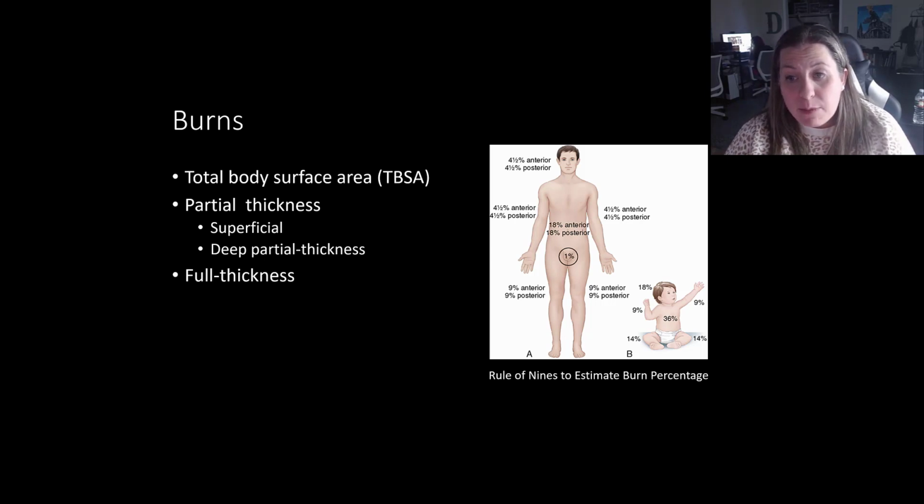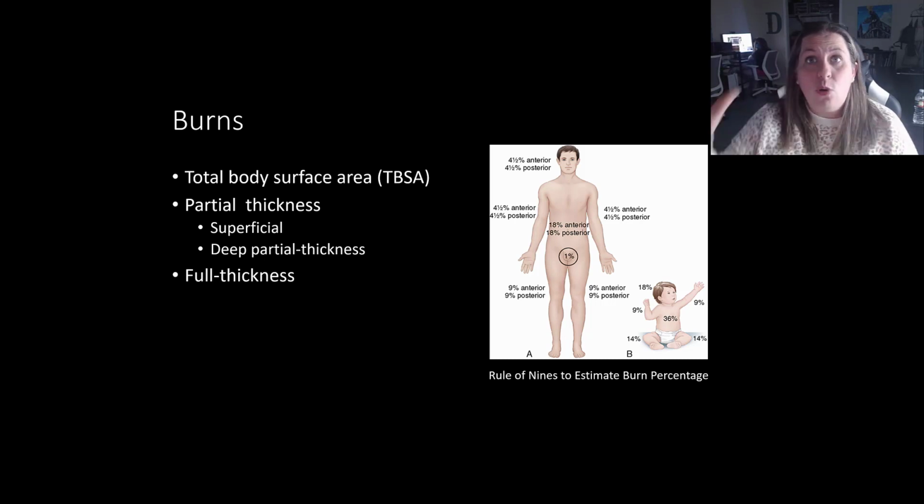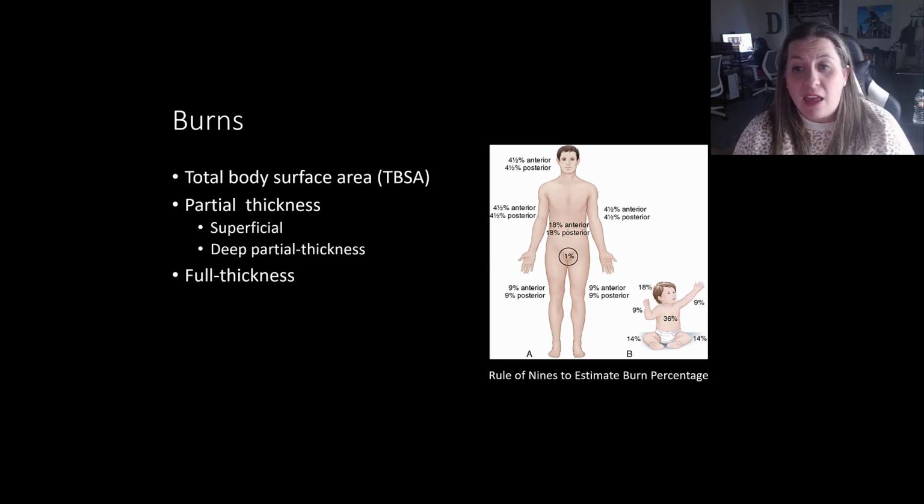Now, when this happens, there is going to be a different magnitude of the injury based on a couple of things. How deep did the burn go into the damaged tissue? And what's the extent of the total body surface area? This is known as the TBSA that was burned. Burn tissue usually represents various levels of damage.